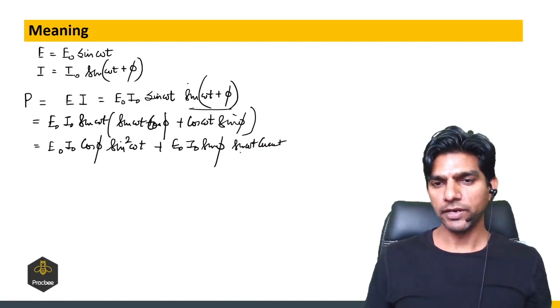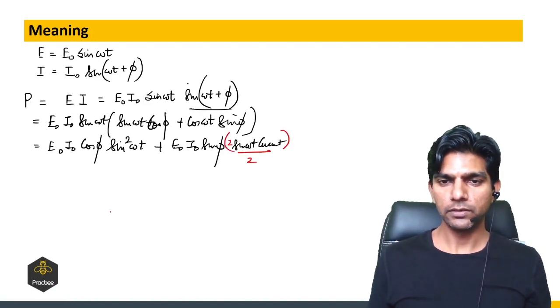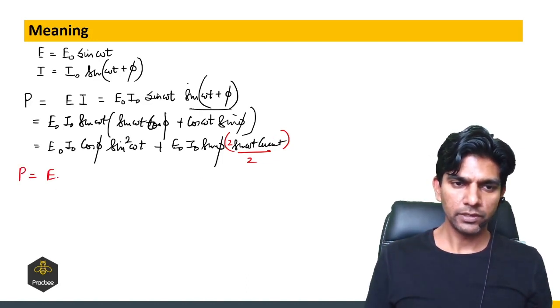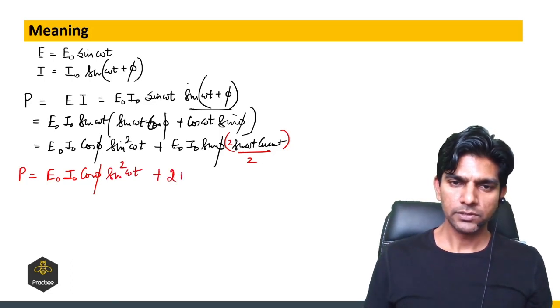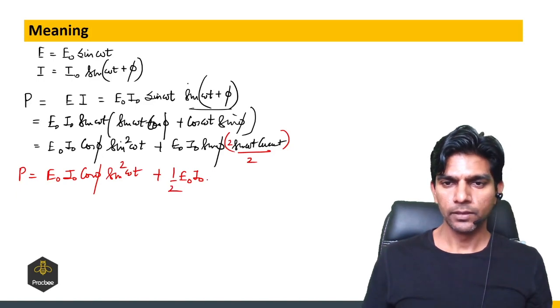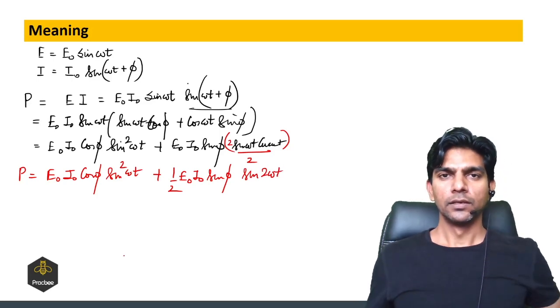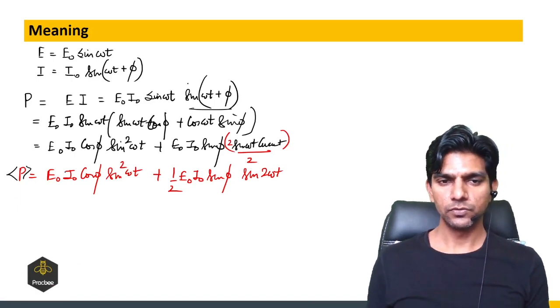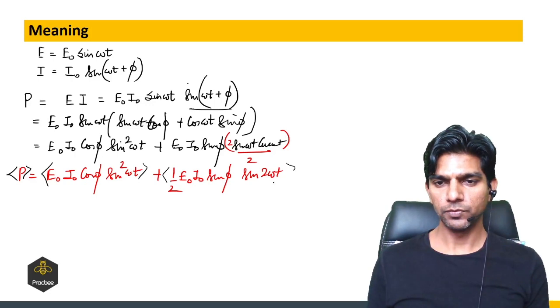Now in the second term, if I divide by 2 and multiply by 2, then this factor will become sine 2 omega t. So the instantaneous power can be written as E naught I naught cos phi sine square omega t plus 1 by 2 times E naught I naught sine phi sine 2 omega t. Now we have to find the average power dissipation. So let us take the average value of this. We have to take the average value of the first term and the average value of the second term.